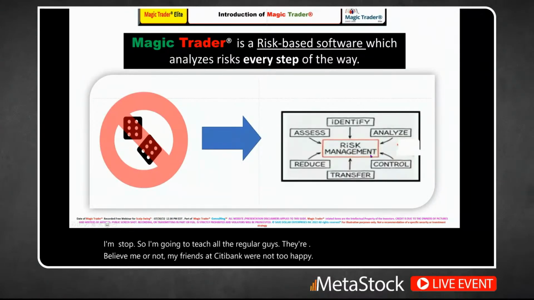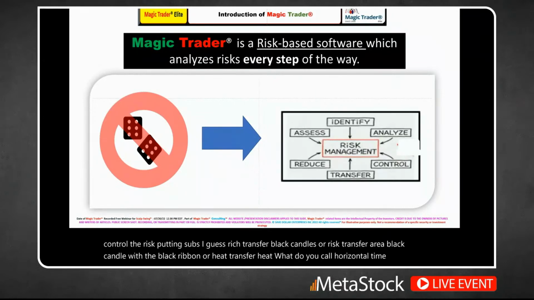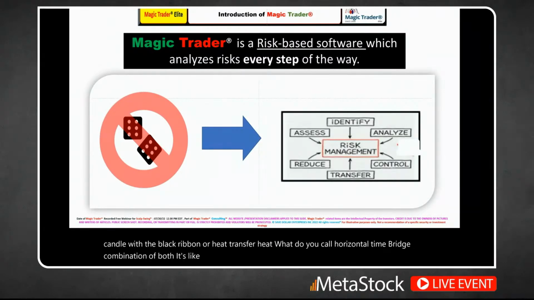All right, so this is risk-based. Everything here is risk. So we identify, analyze, and control the risk, right? Put in stops, I guess. Risk transfer: black candles are the risk transfer area. A black candle with the black ribbon, or what do you call it, is horizontal time risk. A combination of both is like a nirvana event. Holy cow, all the risks are reduced to almost none.